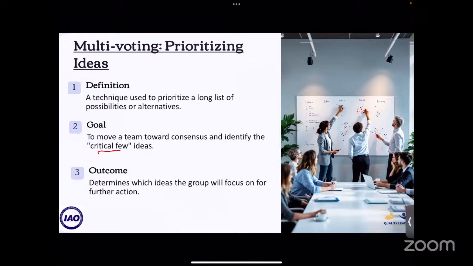We vote to narrow down the number of ideas. For instance, if we have 50 ideas or 50 problems, we reduce them down to a smaller number. Then we vote multiple times until we narrow it down to the smallest number possible to work on. That way, we identify the critical issues. For example, if we reduce 50 problems to 5, we can further narrow them down and focus on only the most critical ones. So this is multi-voting.